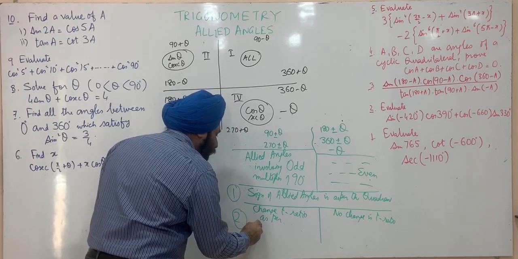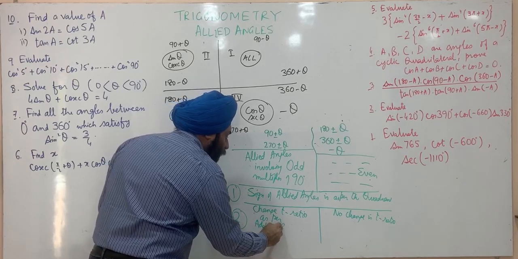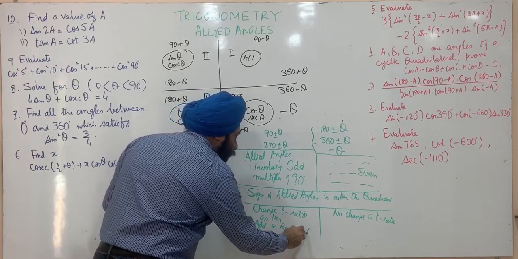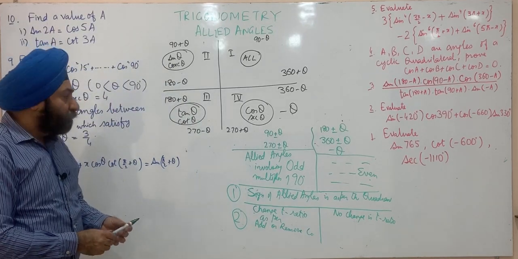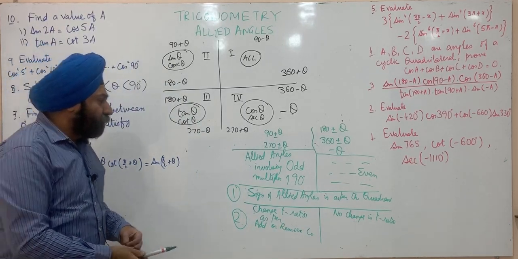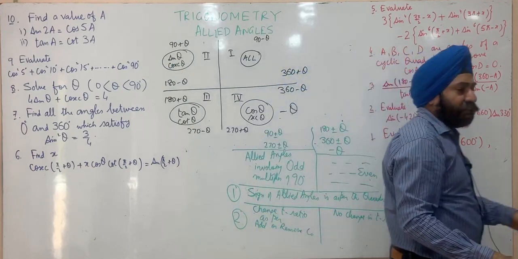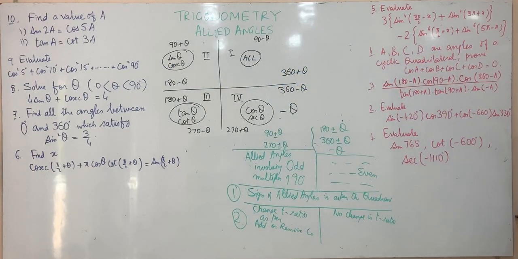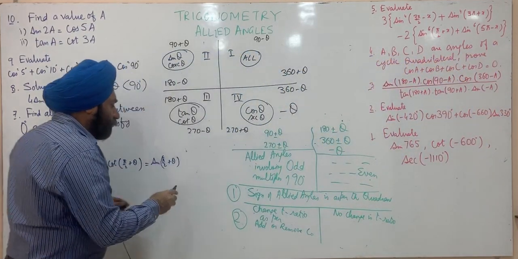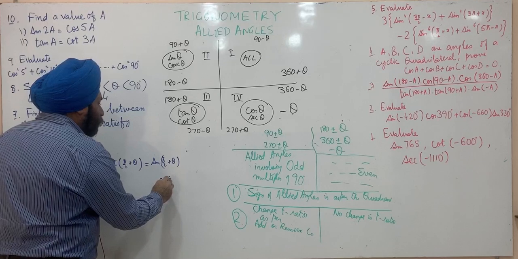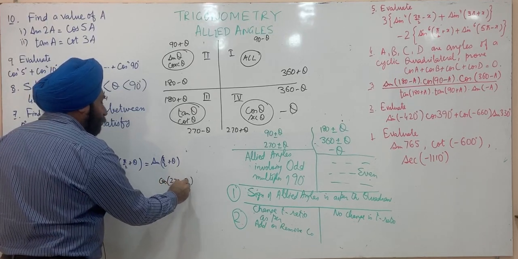The rule is add or remove co. Add or remove co. This is the rule. So what is this rule? This rule says that if we have an odd multiple of 90 degrees, let's say we have cos of 270 minus theta.